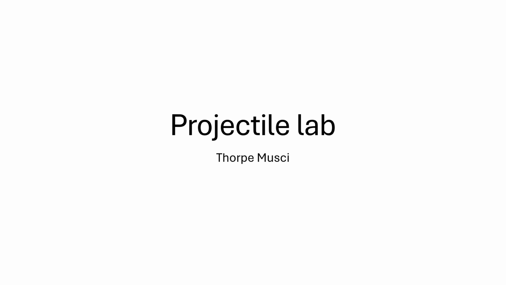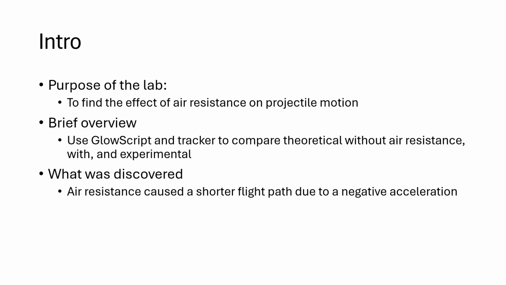Yeah, this is my projectile lab. The purpose of it was to find the effect of air resistance on projectile motion. Overview: we used GlowScript again and Tracker to find a theoretical and experimental. We did two theoreticals, one with air resistance, one without. We found that air resistance caused a shorter flight path due to the negative acceleration it was causing on the ball, or the paper ball.